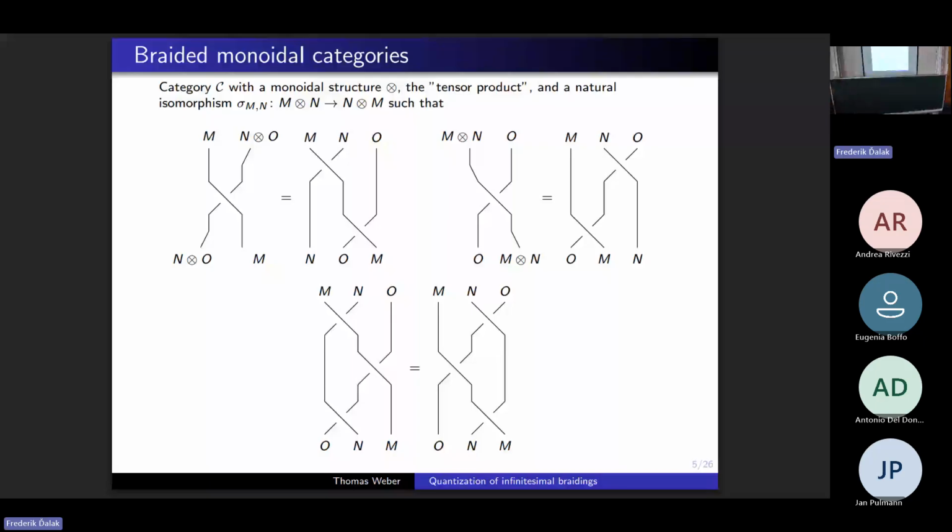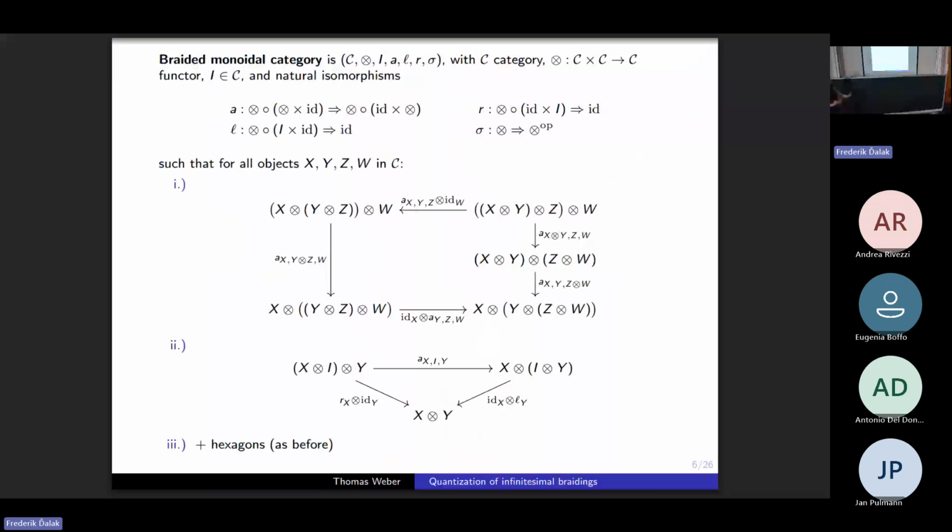Okay. So this is the easy graphical slide. There's the technical slide that you're not supposed to read. I'm just saying this is all the information of a braided monoid category, because in principle, if you want to be very rigorous, you also need the associators, the A's that tell you how to rebracket things.